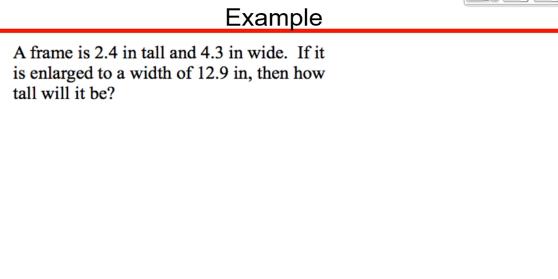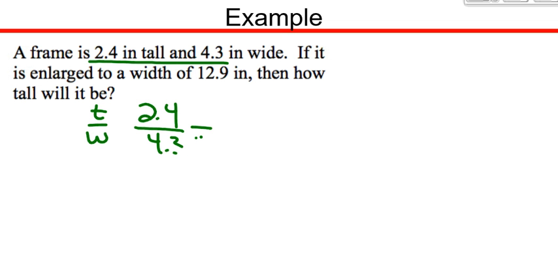A frame, a picture frame, I guess you could call it, is 2.4 inches tall and 4.3 inches wide. So I'm going to right away make my ratio, 2.4 and 4.3. I'm getting that information from right here. So I'm tall versus wide. Okay. All right. If it is enlarged, so I'm making it bigger, to a width of 12.9. So the width of 12.9, my width goes on the bottom. So the 12.9 is going to go on the bottom. Then how tall will it be? So I don't know the height. I'm looking for how tall.